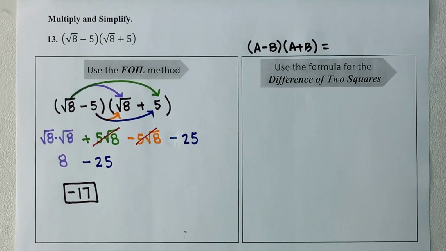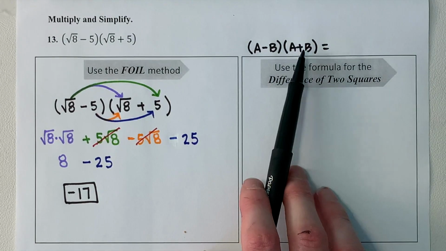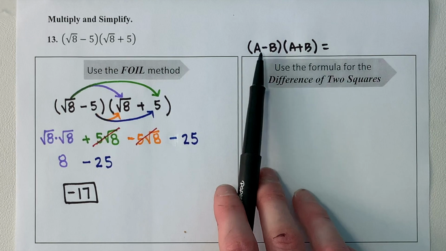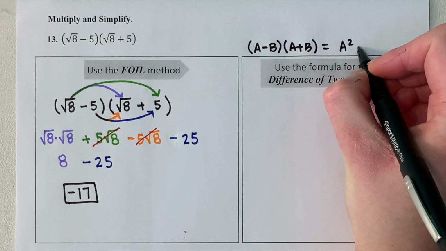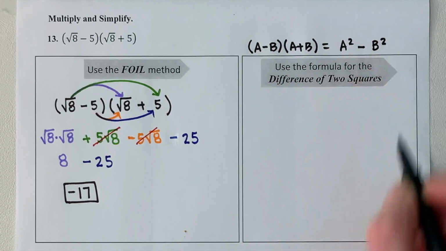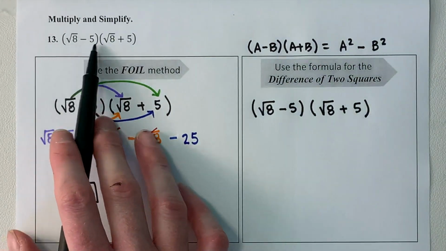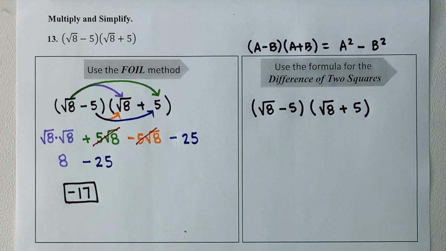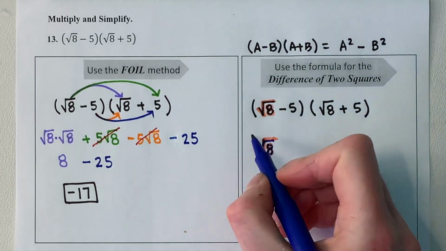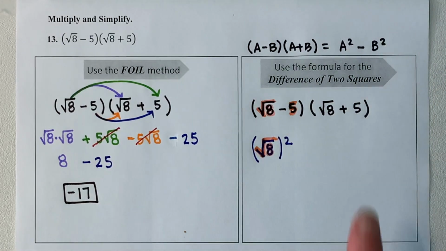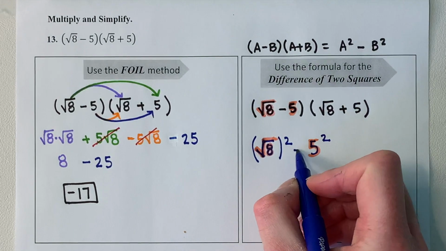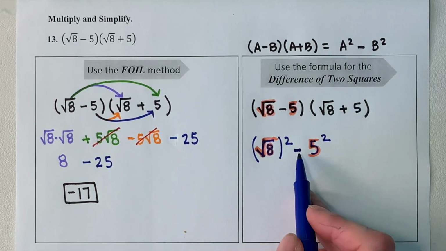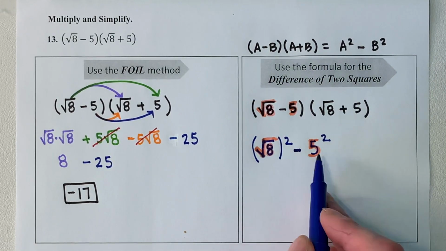The difference of two squares formula says when you multiply two parentheses that look identical, but one has a plus and one has a minus sign, your answer will be a squared minus b squared. So I started by copying down this exact original problem here to use the difference of two squares formula. We'll take this quantity and square it, and then we take this quantity and square it, and then we always put a minus sign in the middle. That's why it's called the difference of two squares, because you're subtracting two squares.